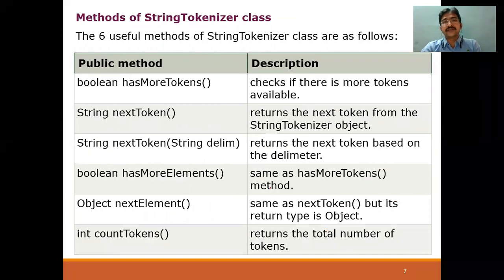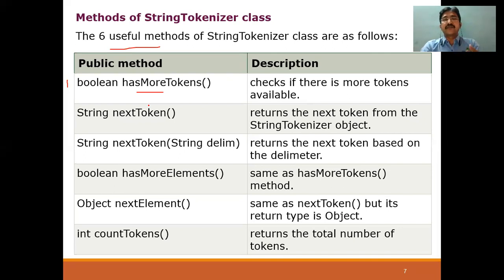Now coming to the methods in StringTokenizer, we have many methods. Let me discuss a few of them. The first method is hasMoreTokens. It is used whenever you are checking a condition, up to how many tokens you need to get from a given string.